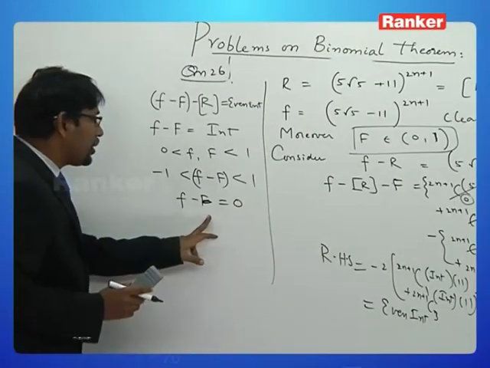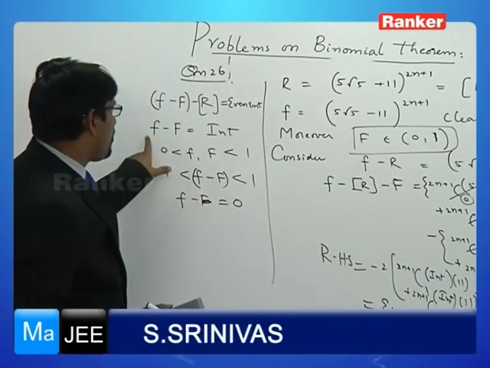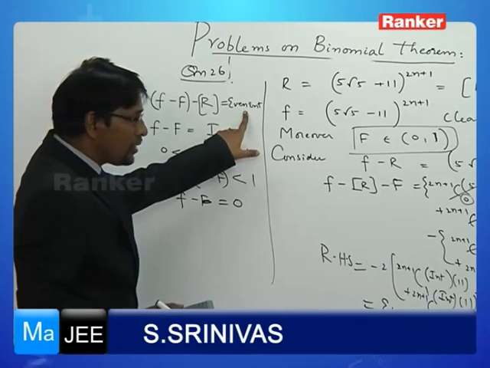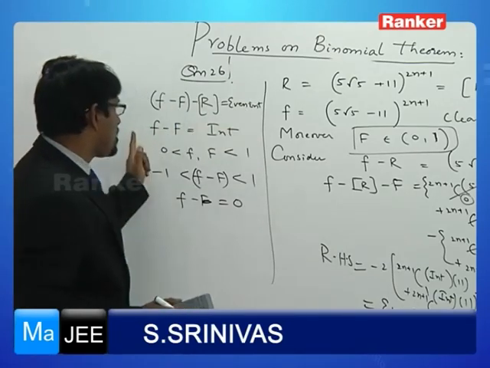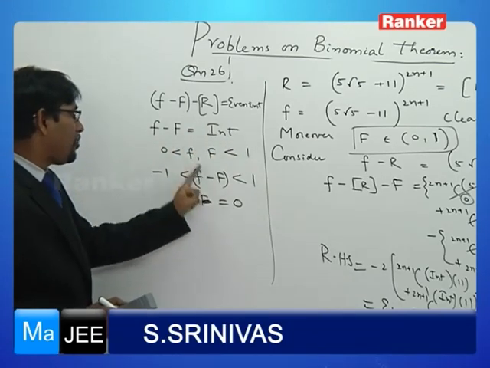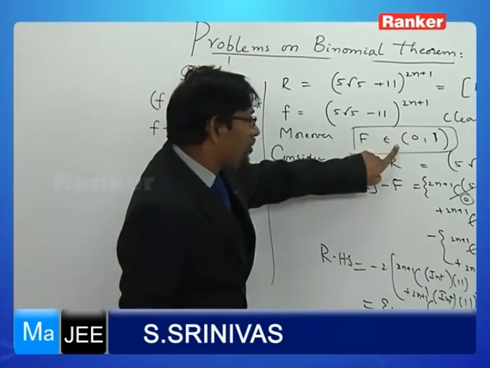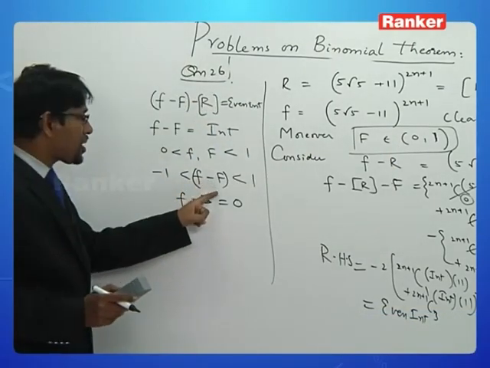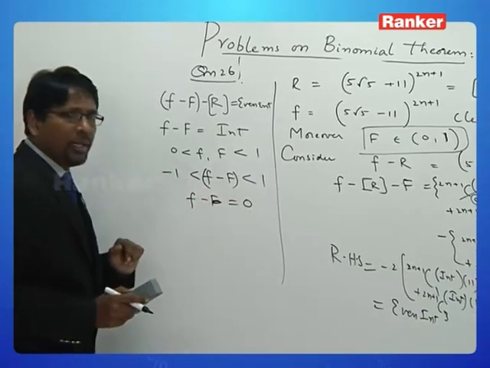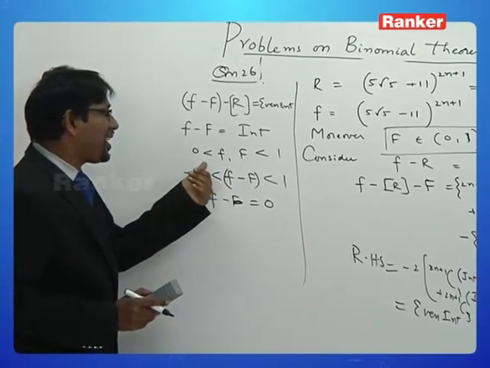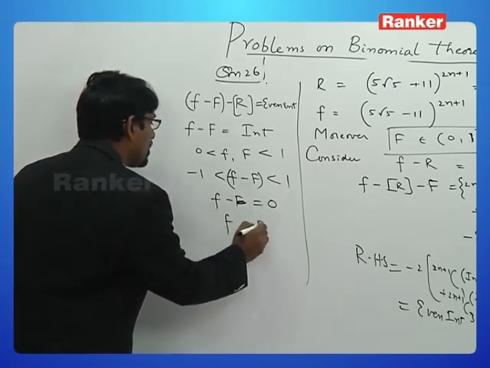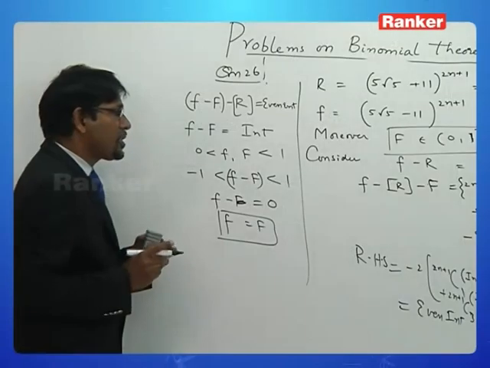So how did we conclude this? F minus F, we have found that it has to be an integer. How is that an integer? Bracket R is an integer. We had on the right hand side an integer. So integer plus integer, that's an integer. So f minus capital F is an integer. But small f and capital F were both lying between 0 and 1. Therefore the difference has to be between minus 1 and 1. Therefore f minus capital F has to be 0 only, because the only integer that strictly lies between minus 1 and 1 is 0. Therefore f is equal to capital F.